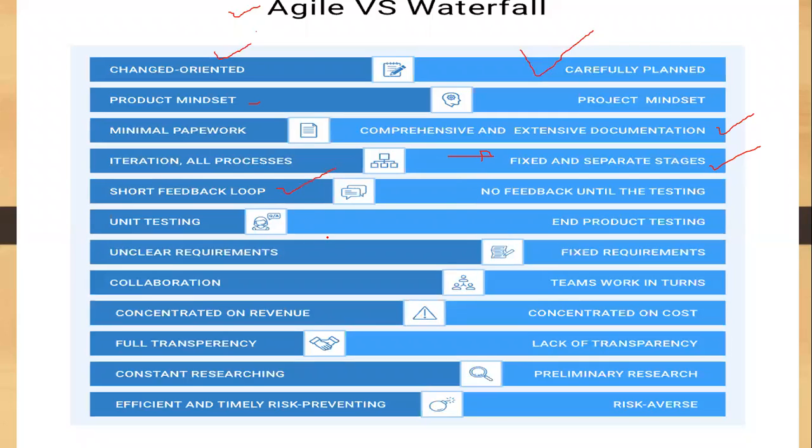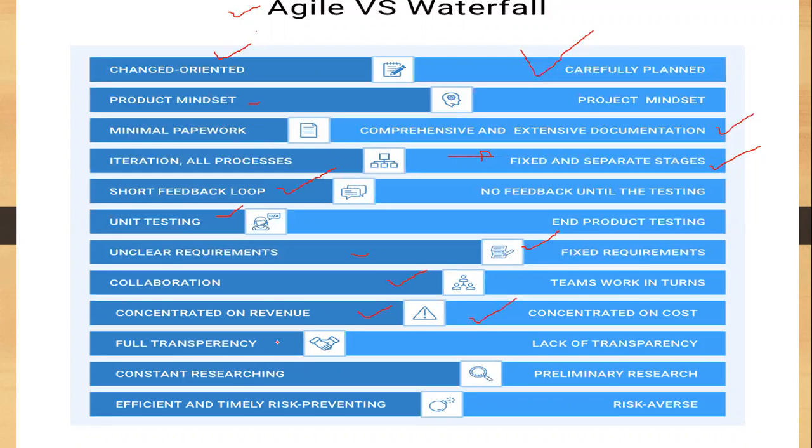Short feedback means you can test each stage one by one. In waterfall, till the end of the last stage you are not able to test anything. You can do unit testing in agile, whereas waterfall has end product testing. Agile has unclear requirements, while waterfall has fixed requirements. Agile has collaboration across your different stages, while in waterfall the team works in turns. Agile concentrates on revenue most of the time, because it is for small setups; waterfall concentrates on cost, and it is costly.